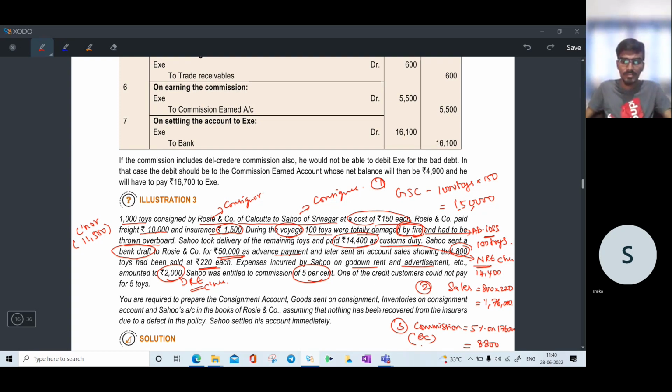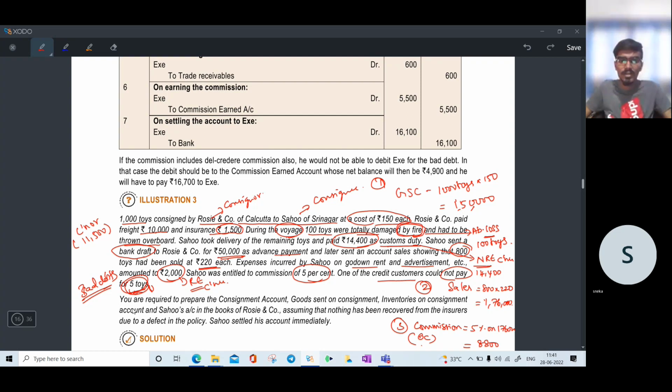One of the credit customers could not pay for 5 toys. What are they trying to say? Could not pay means? Yeah, very good, it is a bad debt. Very good, Sneha. They are giving only the units because they are only using the toys. They are giving 5 toys. What is the value of those 5 toys? How will you find out the value of the 5 toys?